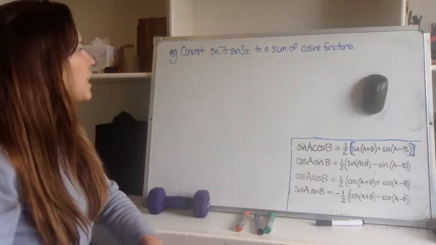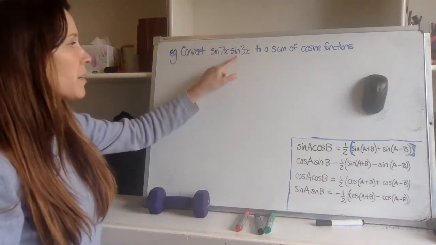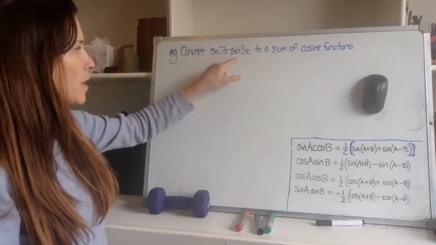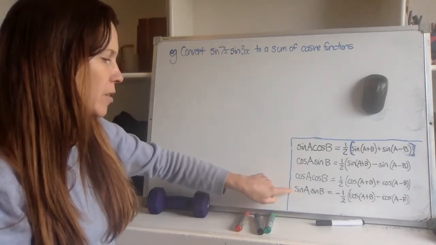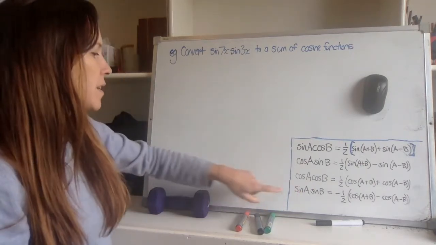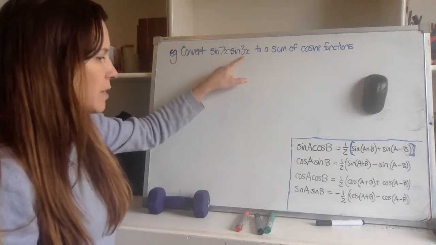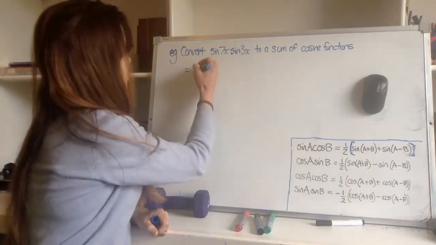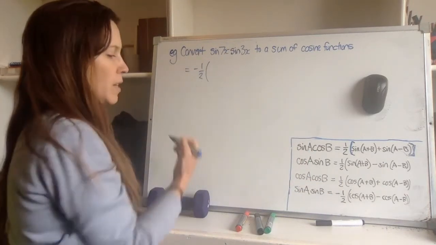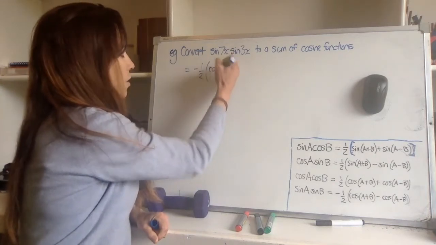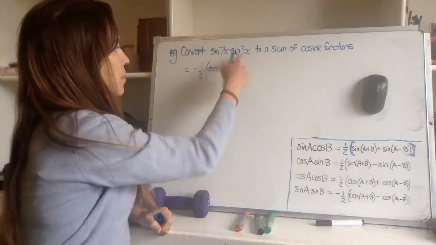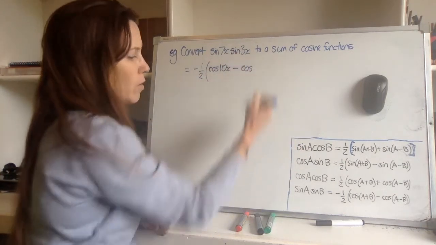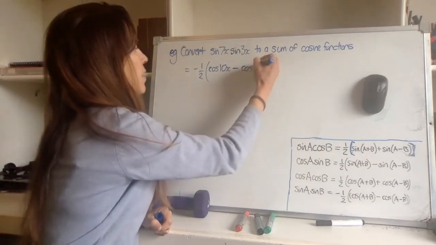And a second example here, I need to convert sine of 7x, sine of 3x to a sum of cosine functions this time. So I can see I have the sine of two different angles multiplied together. So I'm using this formula down here, and I can see here that my A is going to be 7x and my B is going to be 3x. So I can pretty much just launch straight into this now and make sure I don't forget my brackets. I've got negative half, and then I have the cos of one angle plus the other, 7x plus 3x is 10x, minus the cos of A minus B, and 7x minus 3x is 4x.